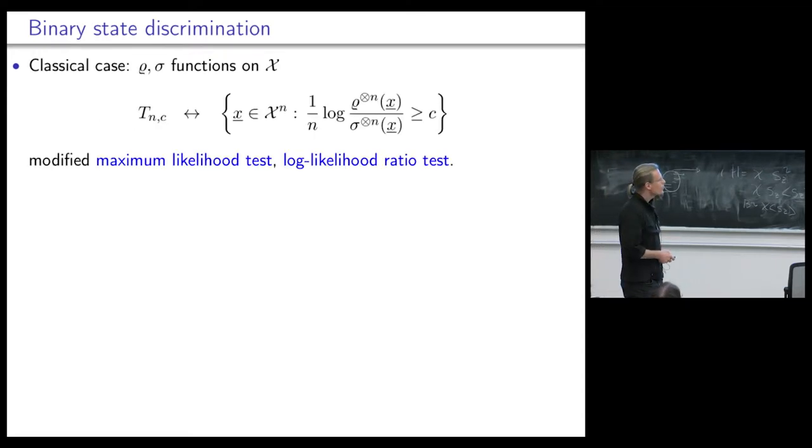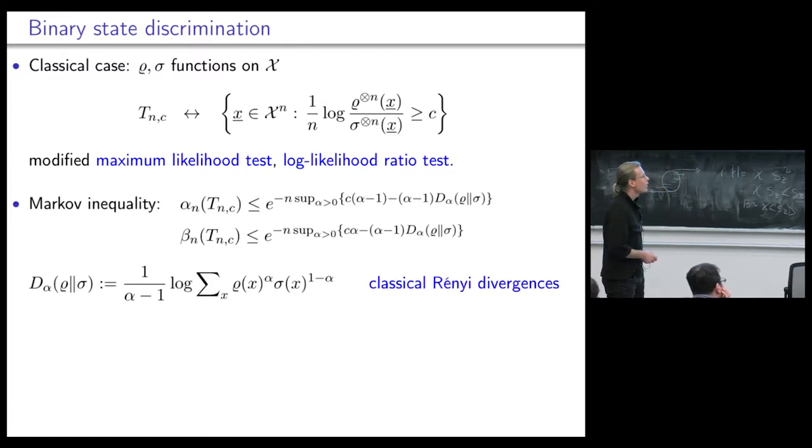Okay. So to get a kind of understanding of what these Neyman-Pearson tests are and how these error probabilities behave, consider the classical situation. In classical situations, we have probability density functions, and these tests correspond to looking at outcome sequences of these random events, which satisfy this inequality. So this is a so-called maximum likelihood test, or a modified maximum likelihood test, or a log likelihood ratio test. If I put zero here, then this would mean that I accept the candidate rho if and only if the probability of the outcome with respect to rho is larger than with respect to sigma. So this is the usual maximum likelihood decision scheme, and here I introduce some bias parameter to favor either rho or sigma.